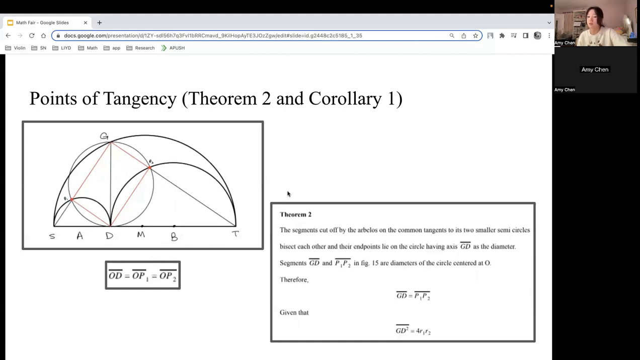This yields theorem 2, which states that the segments cut off by the Arbelos on the common tangents to its two smaller semicircles bisect each other, and their endpoints lie on the circle having axis GD as a diameter. Therefore, segment GD equals P1P2.